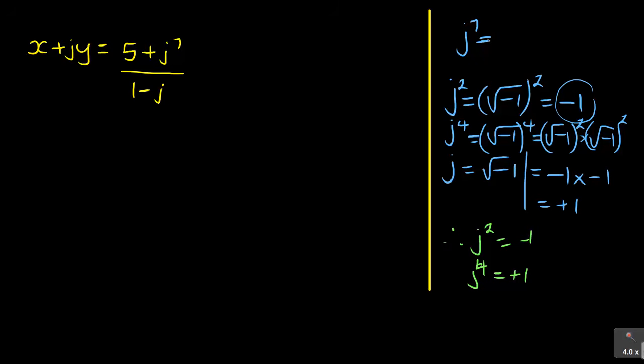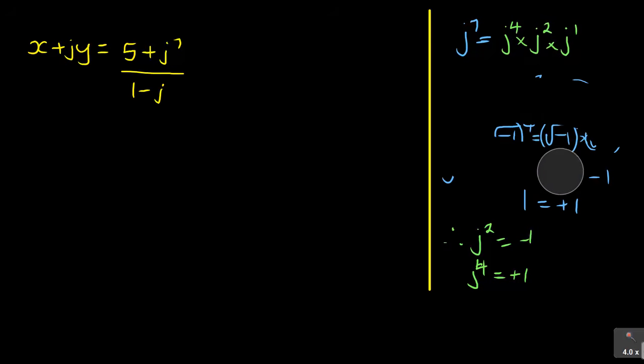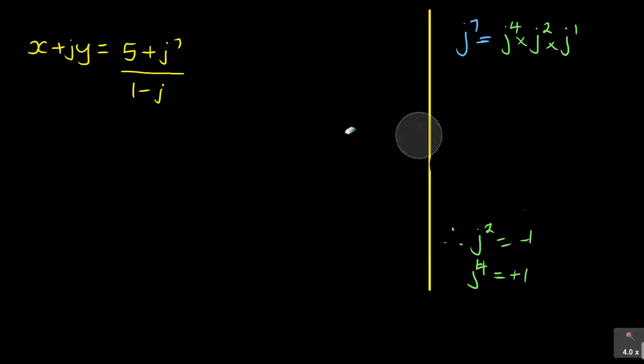If I want to simplify j to the power of 7, this is equal to j to the power of 4 times j to the power of 2 times j to the power of 1, using laws of exponents. Remember, in 7 there is 4. So I'm expressing it in terms of 4, in terms of 2, and in terms of 1. Since j squared is minus 1 and j to the 4 is 1, this is equal to 1 times minus 1 times j to the power of 1, which is equal to minus j. So that's what I'll be having.